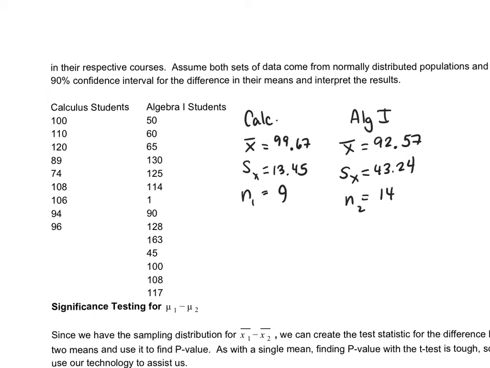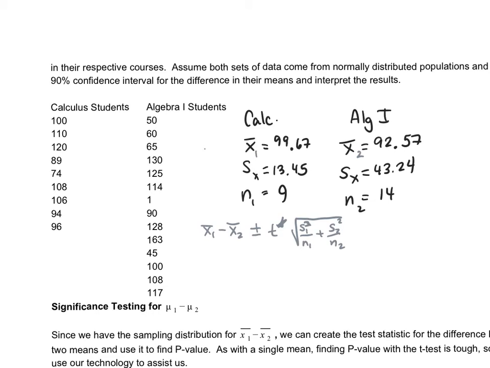So if you're going to figure this out, really all you have to do is put it into the formula, which is x bar 1 minus x bar 2. And again, I'm going to assume that this is x1 and this is x2, so any differences would be taking calculus minus algebra. So when we get our results, it'll be important to realize that. Plus or minus t star, which we'll have to find, times the square root of S1 squared over N1 plus S2 squared over N2.